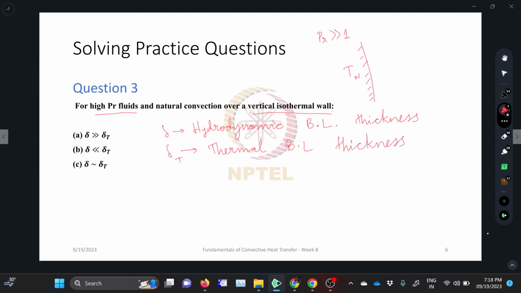Now the question is, what would be the relationship between this delta and delta T? Would option A, delta be much greater than delta T? Option B, delta be much less than delta T? Or is it option C, that delta would be of the order of delta T? They won't be very high or very low compared to each other. They will be of comparable magnitudes.